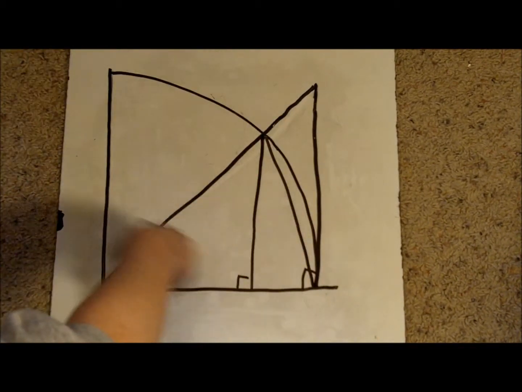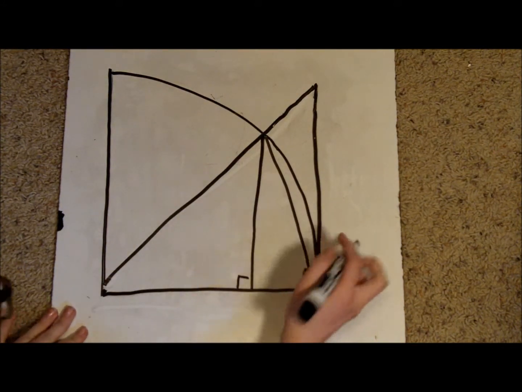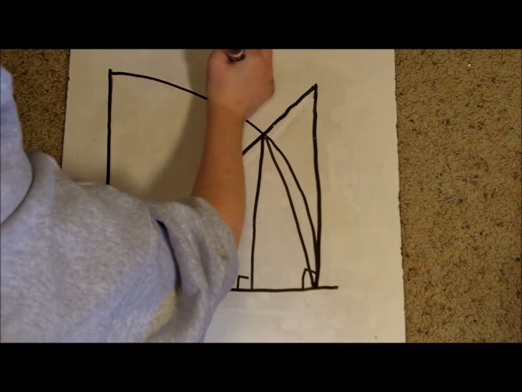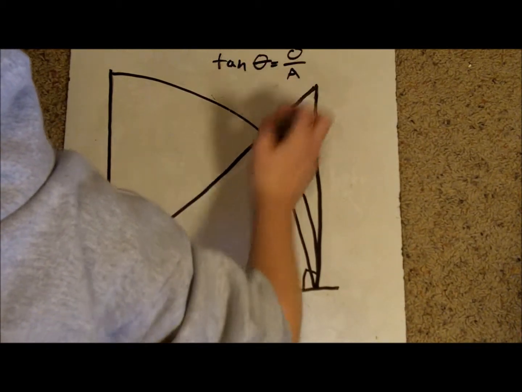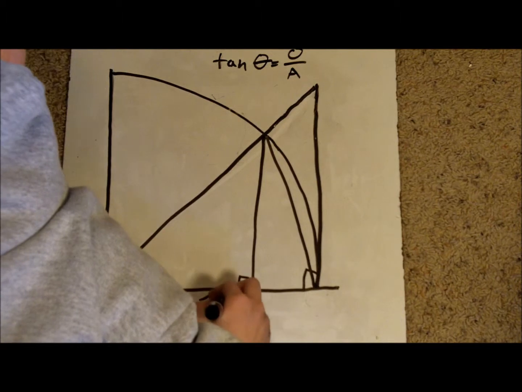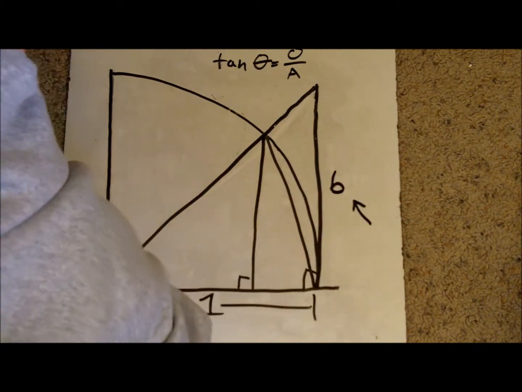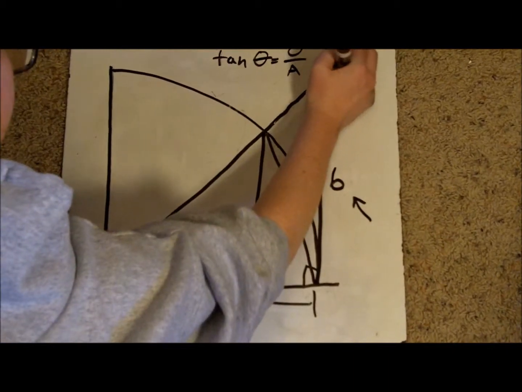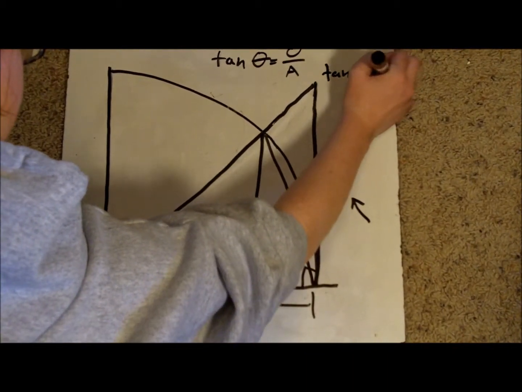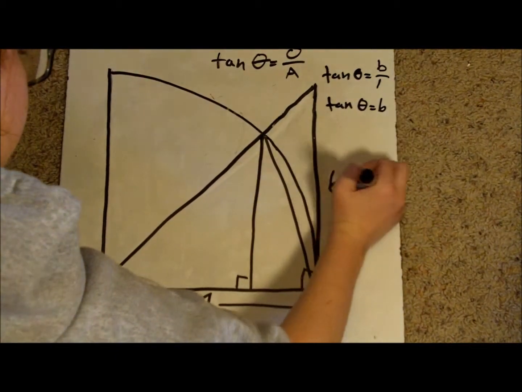To solve this, we'll use a unit circle containing two triangles. On the bigger triangle, B can be found by using the trigonometric definition of tangent of theta equals opposite over adjacent. We know the adjacent is equal to 1 because the radius on the unit circle at any given time is 1, and our unknown opposite is going to equal B. So since tangent of theta equals opposite over adjacent, tangent of theta also equals B over 1, which is the same as saying tangent of theta equals B. So our B side is tangent of theta.